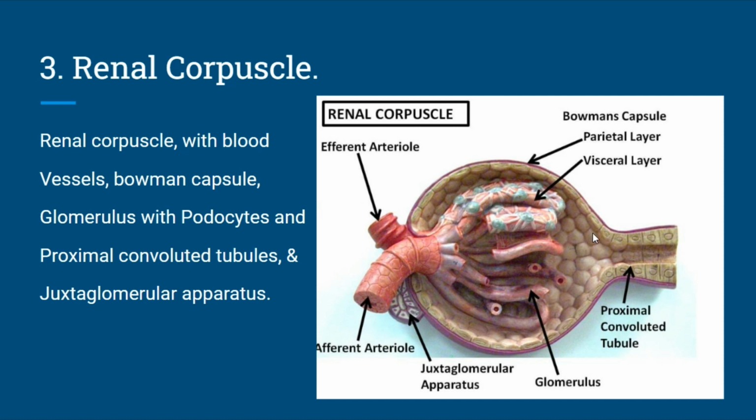You see that this is the parietal layer of the Bowman's capsule. The visceral layer of the Bowman's capsule is made from these cells around the glomerulus. And you see these cells that are covering the glomerulus. These are called podocytes. You can also appreciate the proximal convoluted tubule right there.